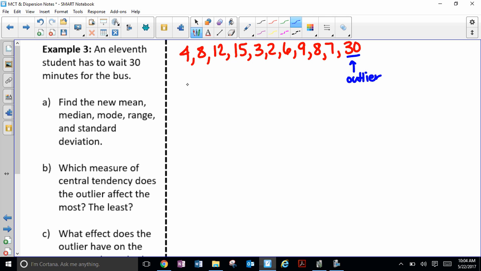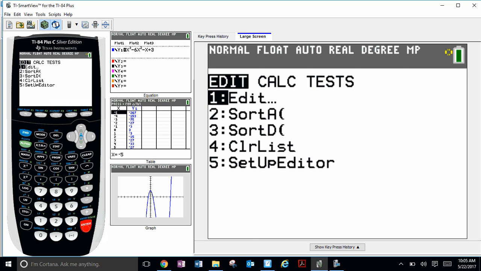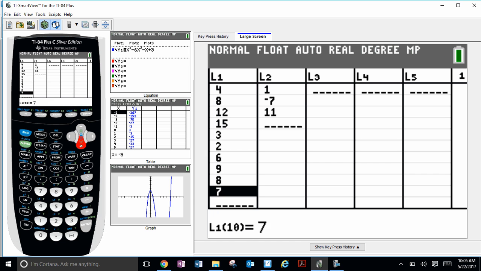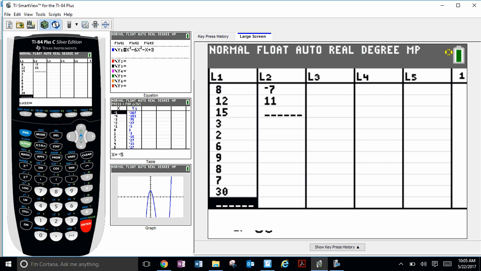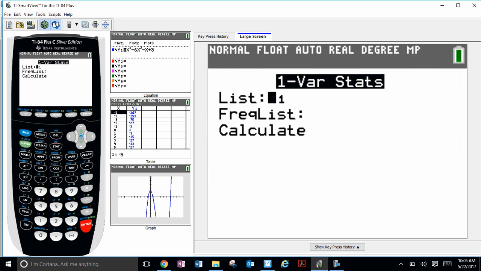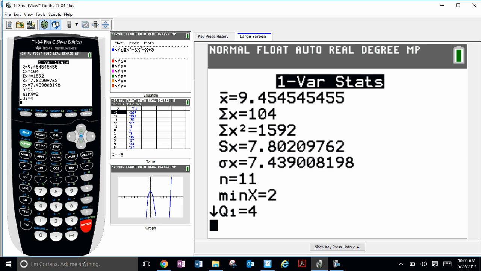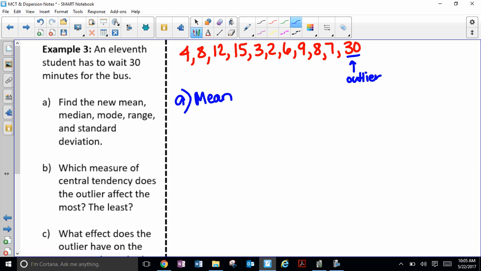Okay. All right, so part A says find the new mean, median, mode, range, and standard deviations. So all you have to do is go back to your graphing calculator, hit stat, edit, and then just go to the bottom of your list and add the number 30 to your list. Now we'll go to stat, calculate one variable statistics, just because there's one list that we care about. Okay, and then it gives us our new values. All right, so the mean is now 9.5 if we round it to 1 decimal place. So the mean is 9.5.